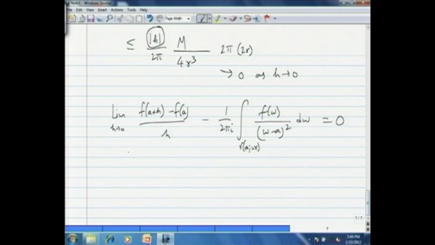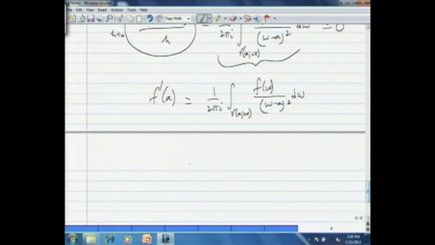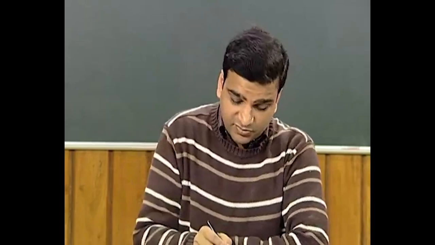So, since this quantity is free of h, we only take the limit for the other quantity, which is f prime of a, and that we declare is 1 by 2 pi i integral over gamma a to r of f(w)/(w−a)² dw. And by the deformation theorem, like we remarked earlier, that is equal to 1 by 2 pi i the integration over gamma of f(w)/(w−a)² dw. And that proves the Cauchy's integral formula for the first derivative. So, this is f prime of a.